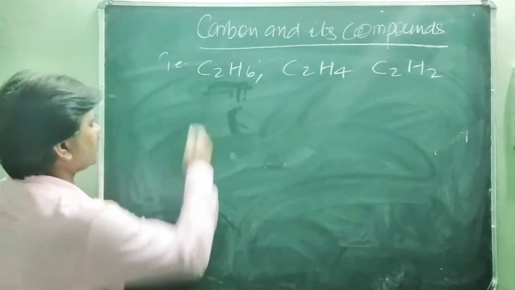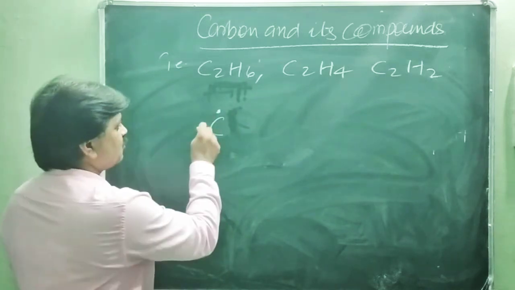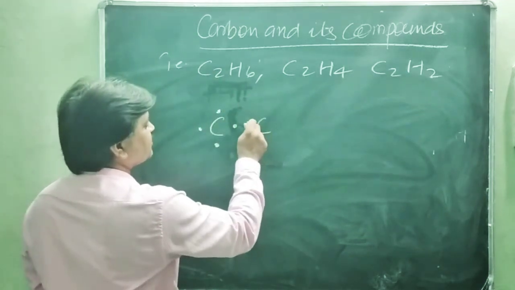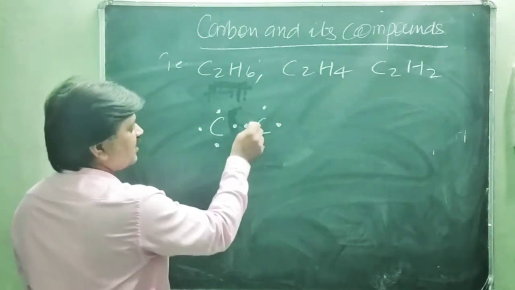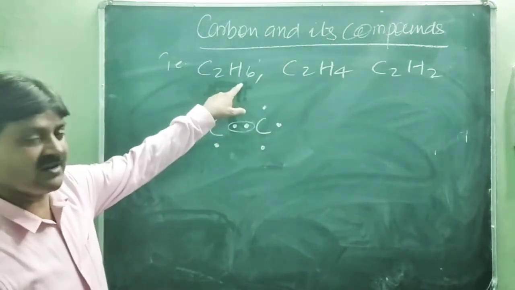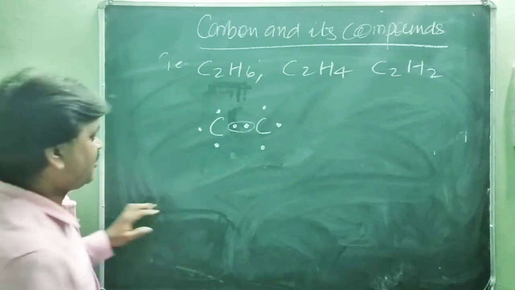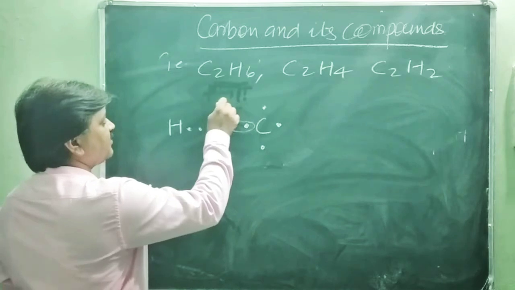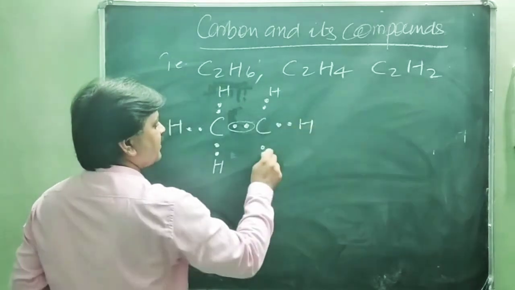So first you write the electronic dot structure of 2 carbons. See, this is 1 carbon having 4 electrons, 1, 2, 3 and this is 4. Another carbon also has the same number of electrons, 1, 2, 3 and 4. So 1 electron is shared with each other to form the bond. Now the 6 hydrogens: each carbon is bonded with 3 hydrogens, because hydrogen has 1 electron. So 1 hydrogen atom shares 1 electron here, another hydrogen shares 1 electron, another hydrogen shares 1 electron. This hydrogen, another hydrogen here and another hydrogen here.